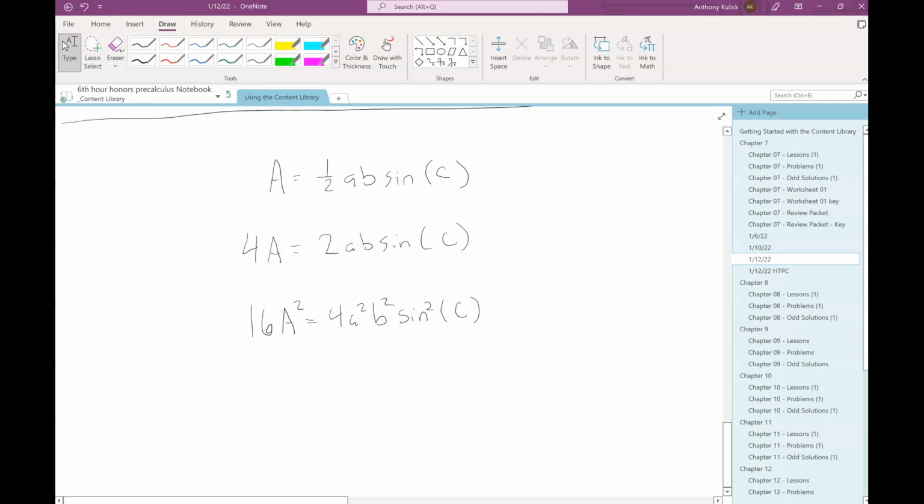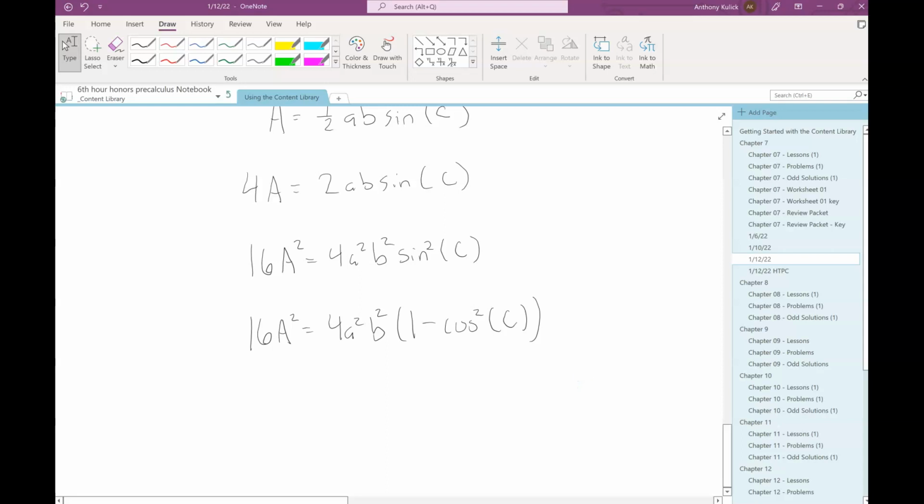Now, I notice on the right-hand side, I have a sine squared c. If I think back to last semester, I have a trig identity for that situation, that sine squared is the same thing as 1 minus cosine squared. So I'm going to go ahead and make that substitution. And then I'm just going to go ahead and distribute that 4a squared b squared through. Everybody still so far so good?